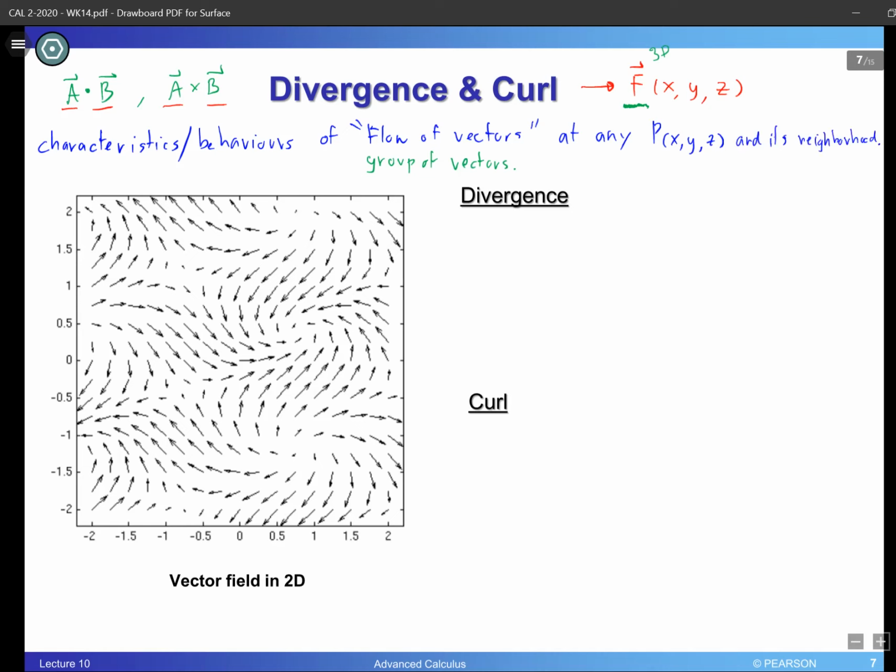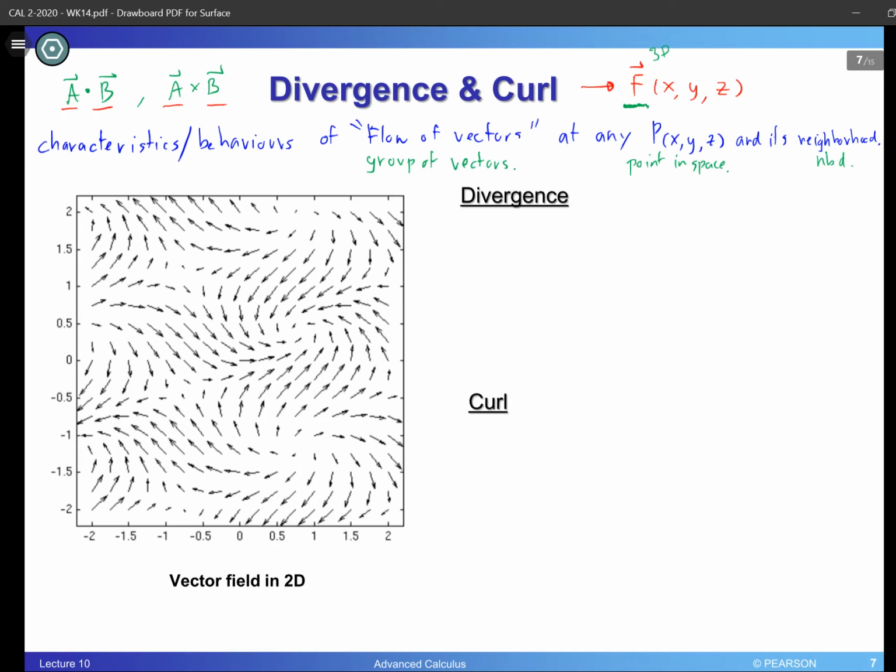Sorry about the space here. Okay, so P right here is any point in space. And from now on, for neighborhood, I'm going to use NBD as a short form for that. Okay, much easier. Back to the characteristics of flow of vectors at any point and its neighborhood.